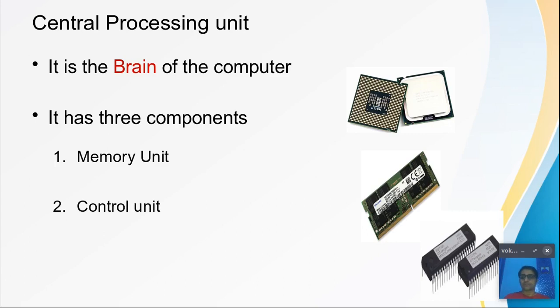The second comes the control unit. The control unit controls the data transfer, that is, from which device the input must be provided, and to which device the outputs must be sent. All the signals that are generated in your computer are controlled by the control unit. So the control unit is just like the nervous system of the computer.